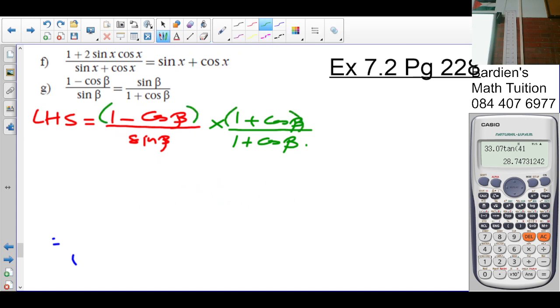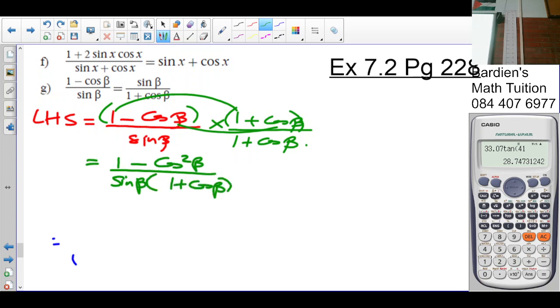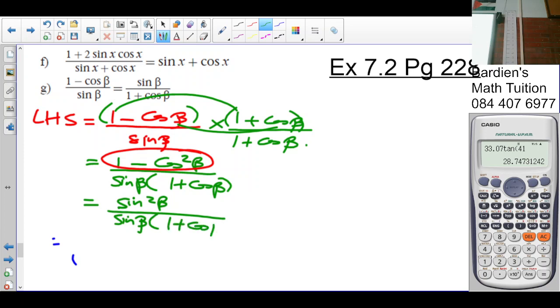You see that's being multiplied. I multiply the first and the last. So 1 times 1 is 1, minus cos b times cos b, cos squared b, over sine b into 1 plus cos b. But what can 1 minus cos squared b be written as? Sine squared b. So sine squared b over sine b into 1 plus cos b.